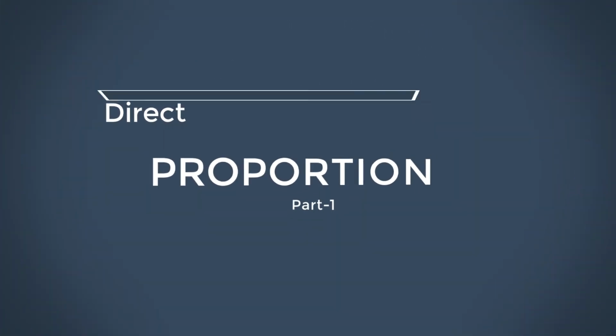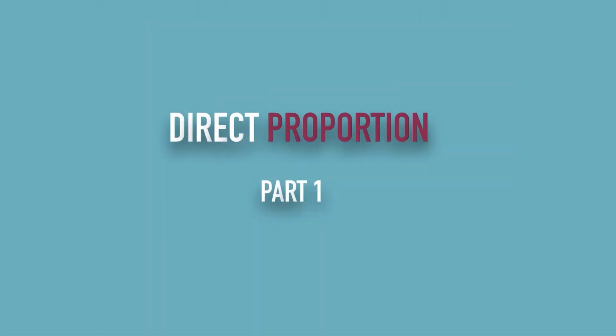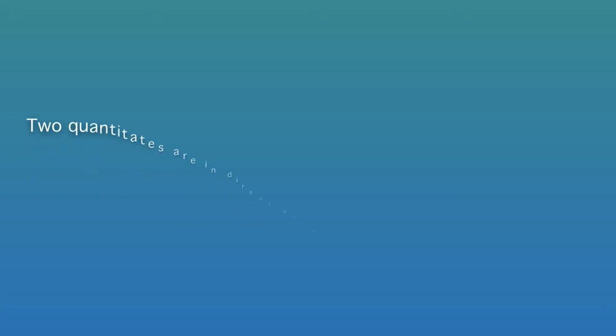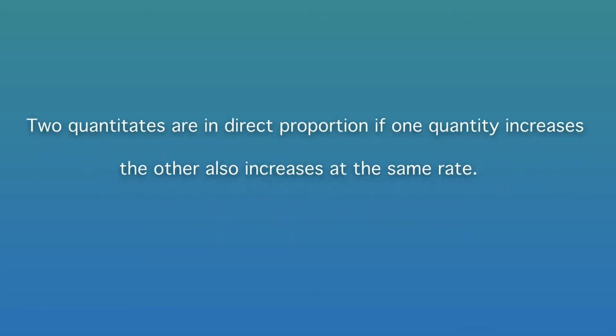Welcome. In this video, I'll show you how to solve direct proportion problems. Two quantities are in direct proportion if, when one quantity increases, the other also increases at the same rate.